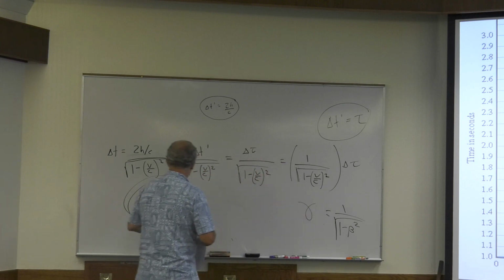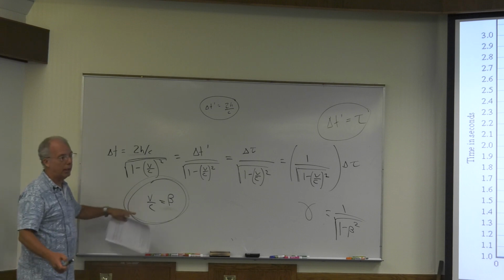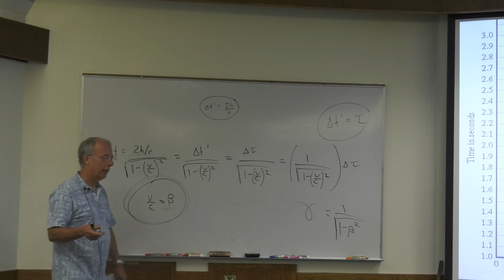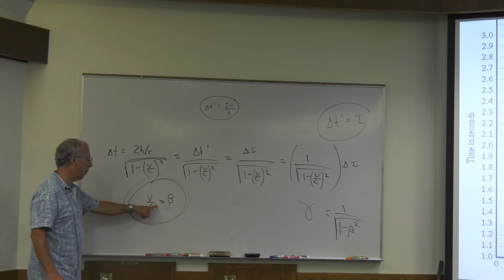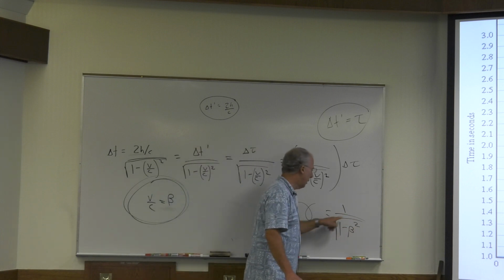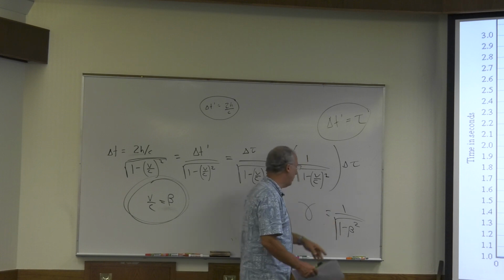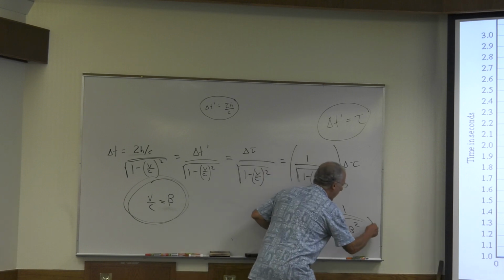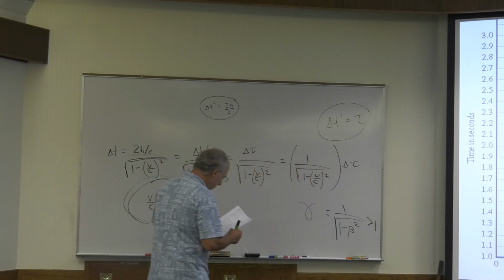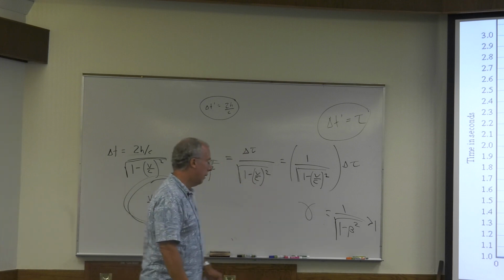Now, beta is always going to be less than or equal to 1. For a photon, it's equal to 1. Anything that has mass cannot travel at the speed of light. It has to be less than the speed of light. So for any massive particle, beta is always less than 1. For a photon, beta is 1. So what's this denominator? This denominator is always going to be less than 1. So gamma will always be greater than 1. You want to remember that, because if you get a gamma that's less than 1, you know you goofed. So gamma is always greater than 1.